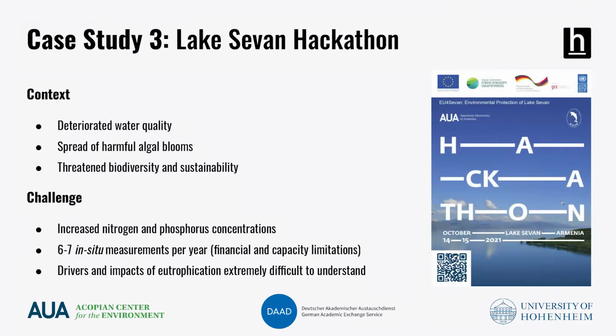Case Study 3, Lake Sevan Hackathon. The water quality of Lake Sevan in Armenia has deteriorated over the past decades. Harmful algal blooms have started to threaten the lake's biodiversity and sustainability. Algal blooms are produced by the increased nitrogen and phosphorus concentrations in the lake. Due to financial and capacity limitations, in situ measurements of these parameters in Lake Sevan are sparse, amounting to 6 to 7 measurements per year. The lack of data makes investigations into the drivers and impacts of eutrophication extremely difficult.